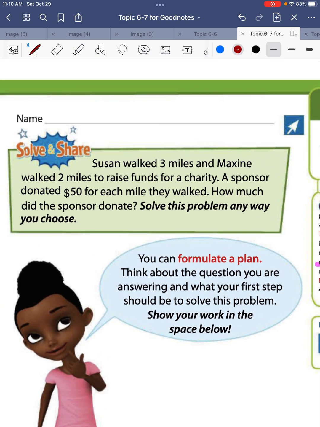So going to my problem, it says, Susan walked 3 miles and Maxine walked 2 miles to raise funds for a charity. A sponsor donated $50 for each mile they walked. How much did the sponsor donate? Okay, so for sure, I definitely need to do my cubes for this problem. So the first thing I'm going to do is circle my important numbers. I have 3 miles, 2 miles, $50.